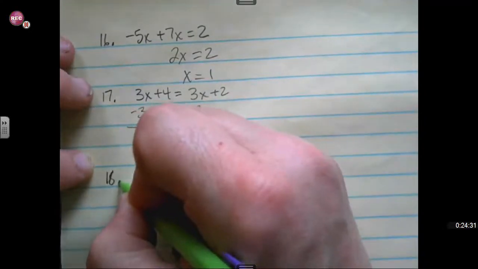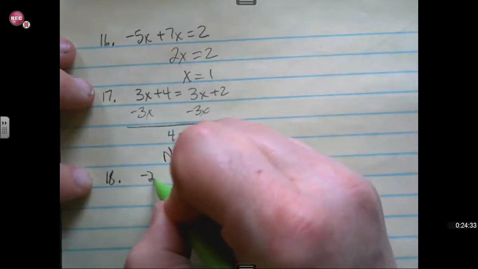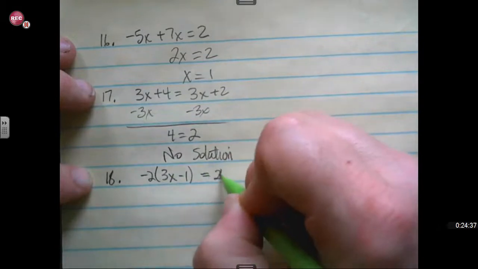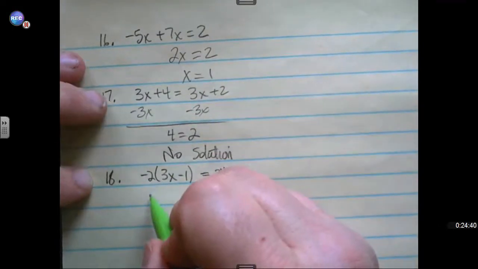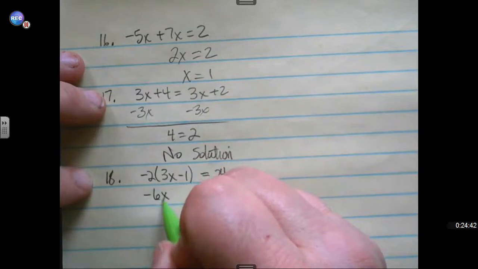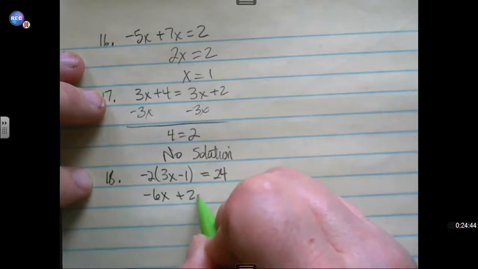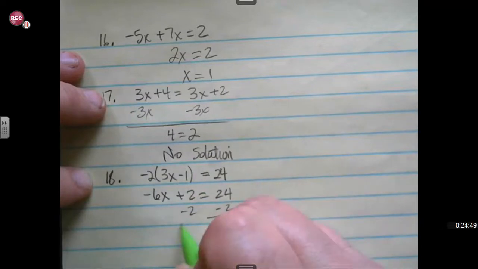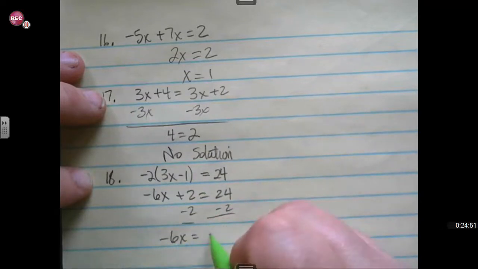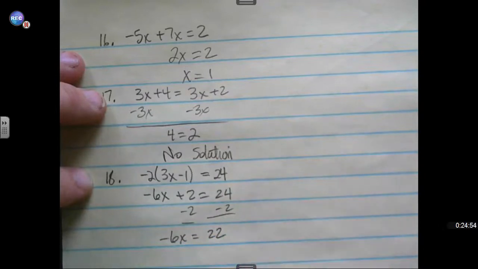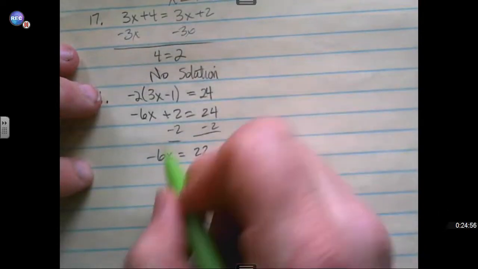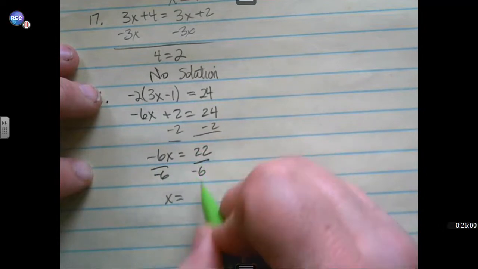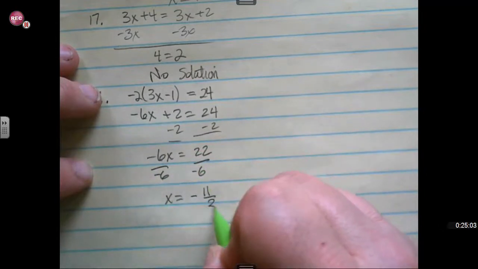Number 18. Negative 2 times the quantity 3x minus 1 equals 24. So distribute the negative 2. Negative 6x plus 2 equals 24. Subtract 2 from both sides. Negative 6x is 22. Divide by negative 6. X is negative 11 thirds.